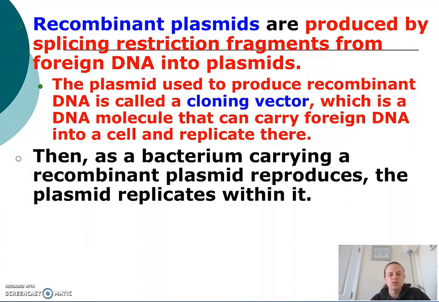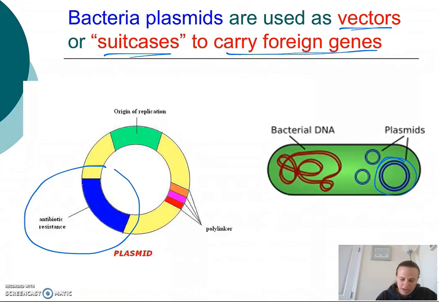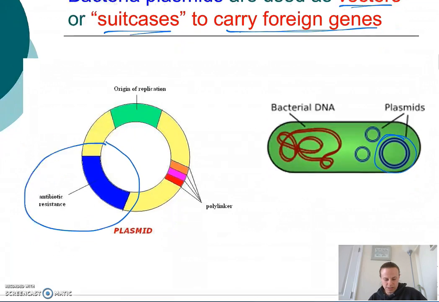Remember, a plasmid is a circular piece of DNA that's found in bacteria. This plasmid then can be used as a cloning vector, which means that it can carry foreign DNA, it can carry a gene of interest into a cell and replicate there. So here's my plasmid. It is a small circular piece of DNA. It can be used as a vector or a suitcase to carry foreign genes, let's say, for example, the gene that codes for antibiotic resistance.